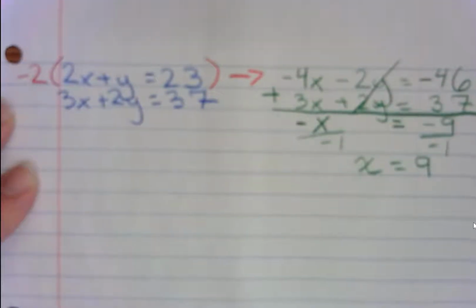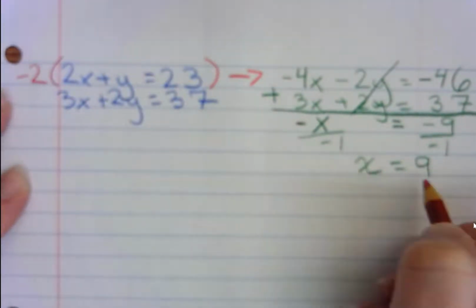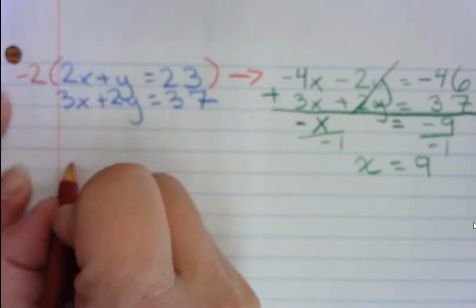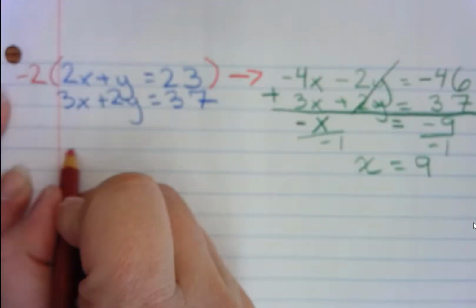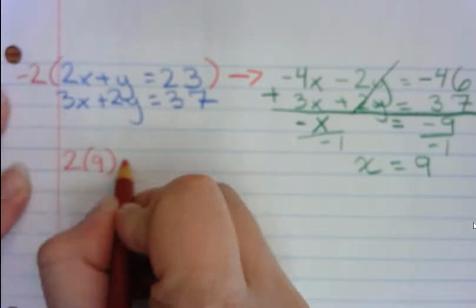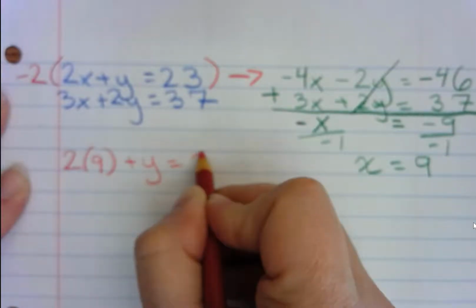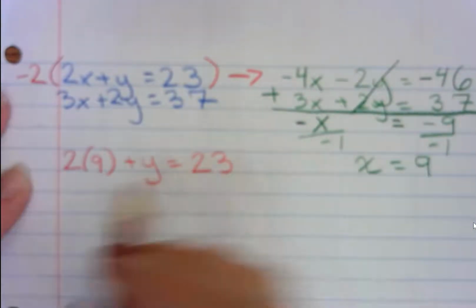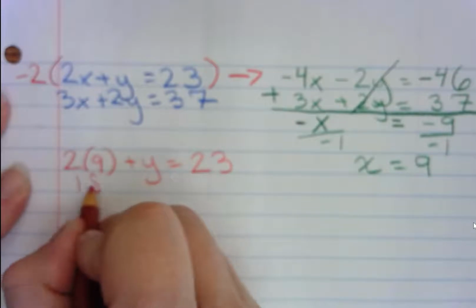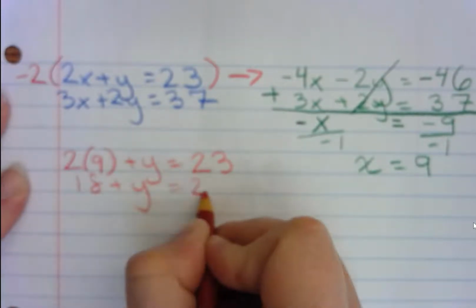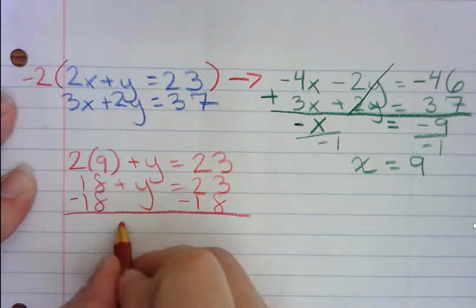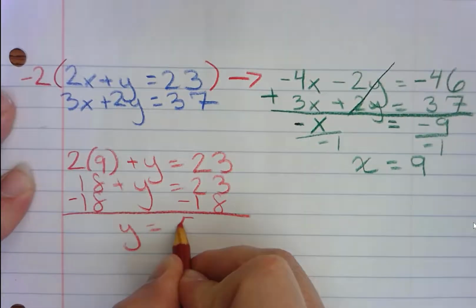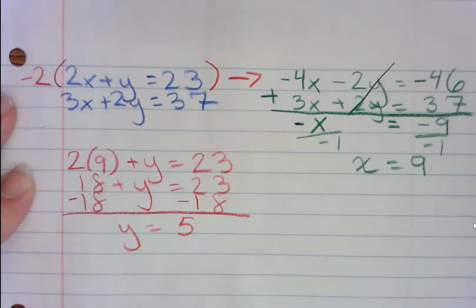So we now take, just like we did before when we solved using substitution, and we plug the 9 into the first equation. Now I'm going to use the original equation, in case I made a mistake when I multiplied, so I'll be able to find my mistake. So 2 times 9 is 18. Subtract 18 from both sides, and we find that y equals 5. So I have the solution as an ordered pair, (9, 5).